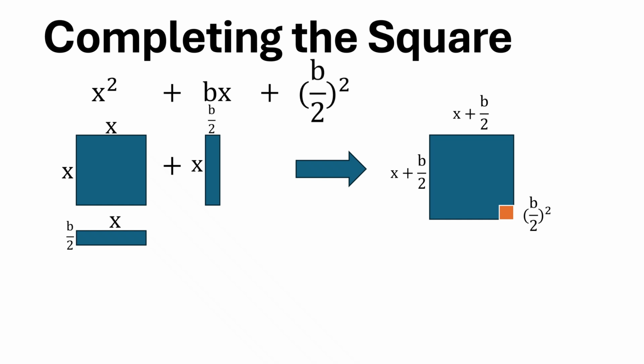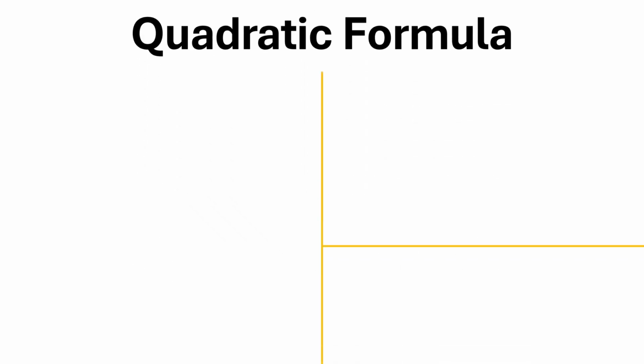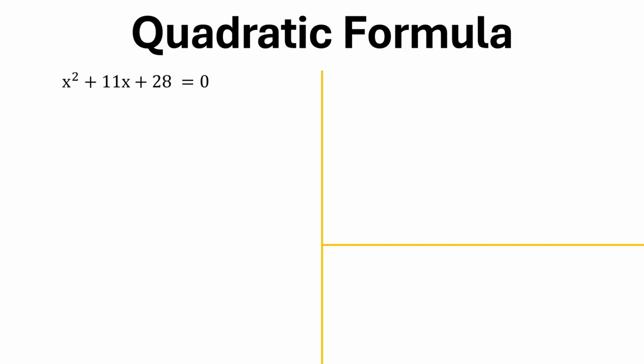Now this is why, after subtracting c, we add b over 2 squared, or 1 over 4 b squared, to complete the square. The quadratic formula. Let us use our previous example once again. x squared plus 11x plus 28 equals 0.